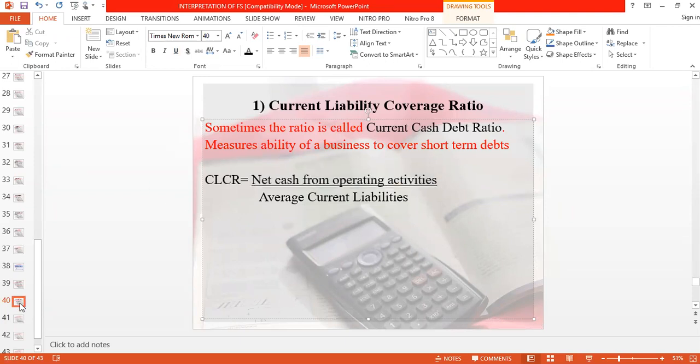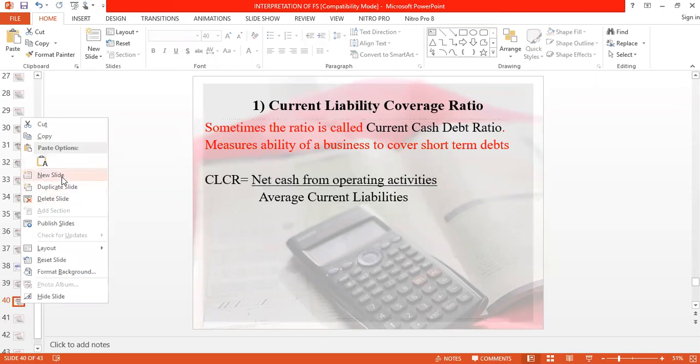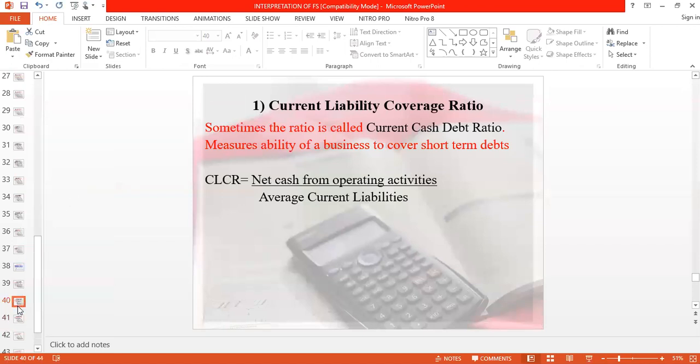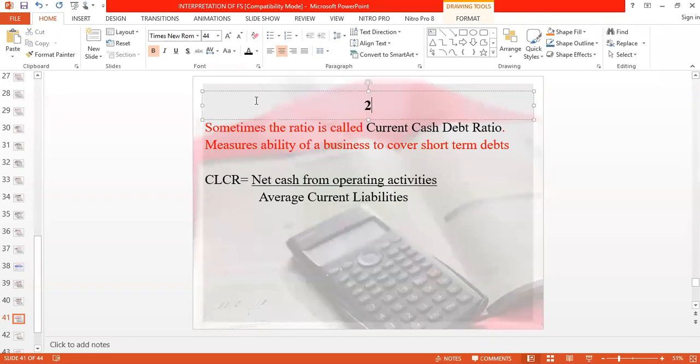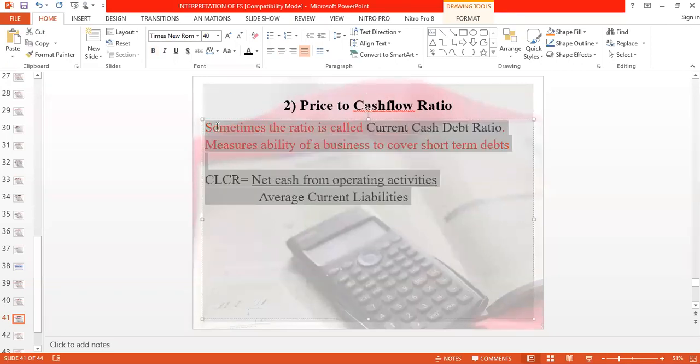Let's go to the next ratio. I hope you have put it down. So the next ratio, number 2, is called price to cash flow ratio. The other one was current liabilities. This is now price to cash flow ratio.